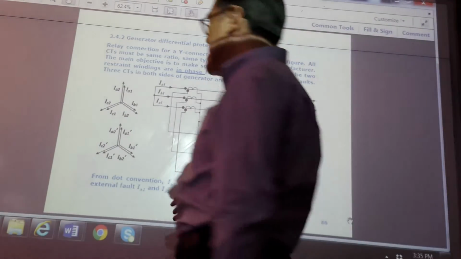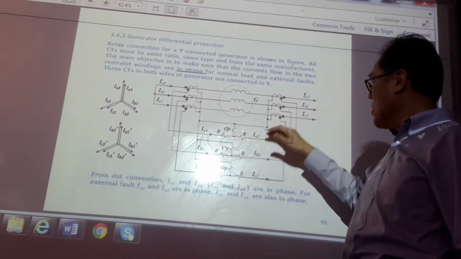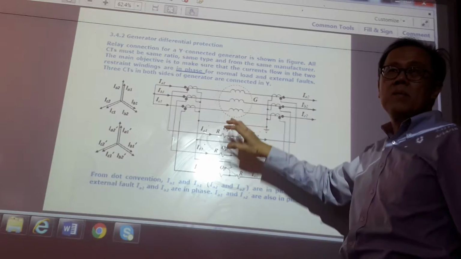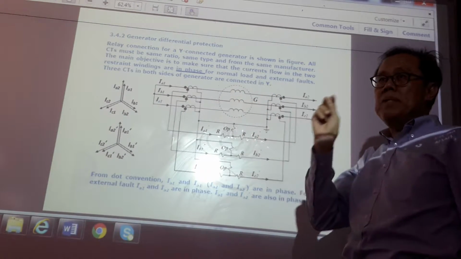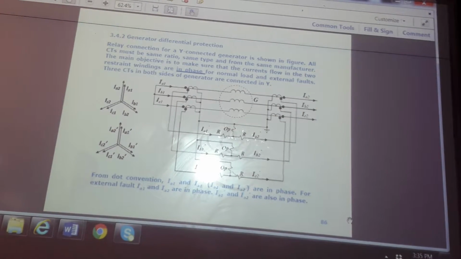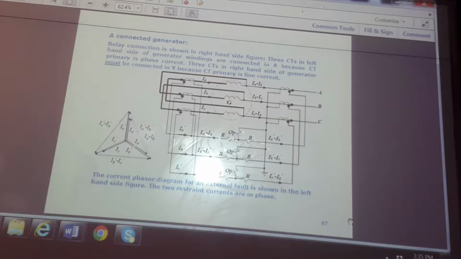So this is for external fault. If it's an internal fault, you will see something like this, a fault here, and it will cause the current going the other way around, and the current that goes through the operating winding will be additive. It means you add it up, and the value will be high enough to cause the tripping. So we will examine both. So I was trying to explain to you what we call the differential protection. This is another arrangement for the delta. Okay, you're not doing the delta, rather you're doing the Y.